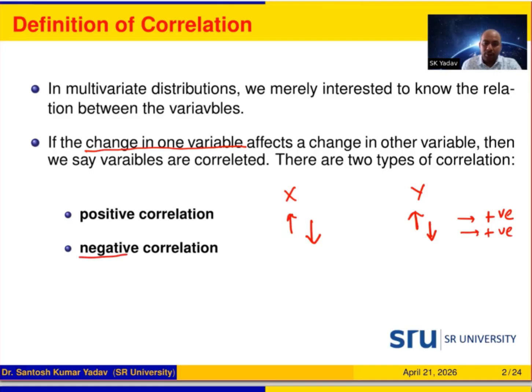Reversely, what is negative correlation? If there is an increase in variable x and there is a corresponding decrease in variable y, then we say that it is a negative correlation. Or if there is a decrease in variable x but a corresponding increase in variable y, then it is also a negative type of correlation. So we understand these correlations mathematically, quantitatively, how much correlation is there between the variables.